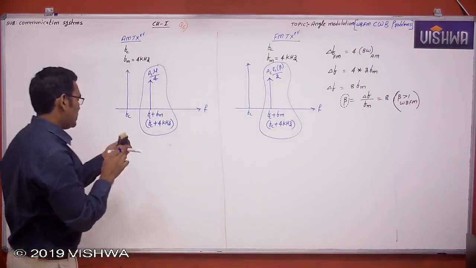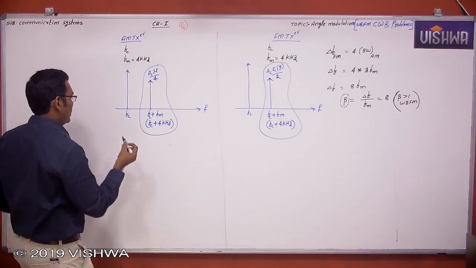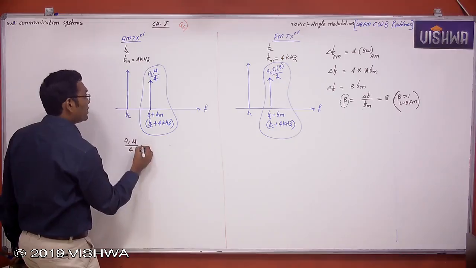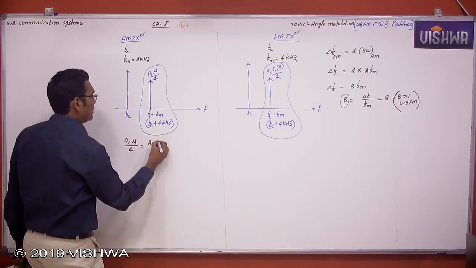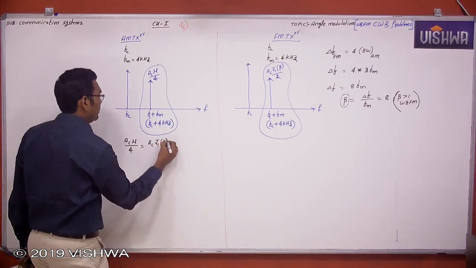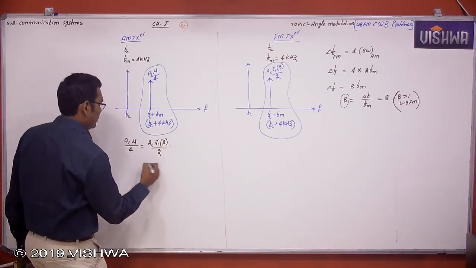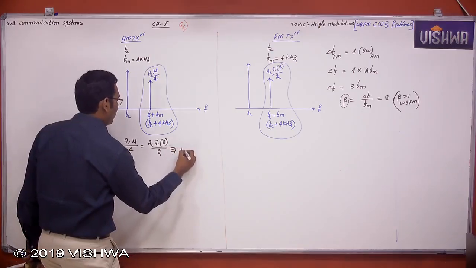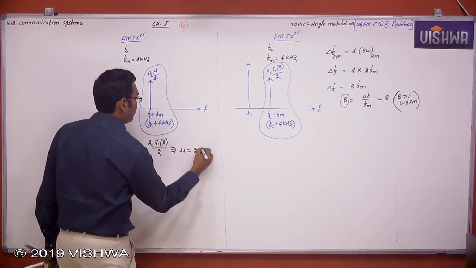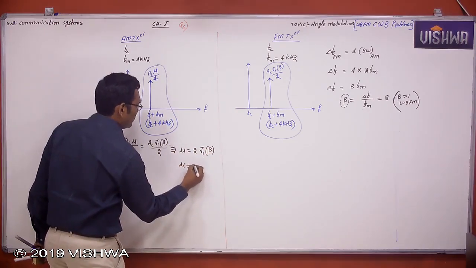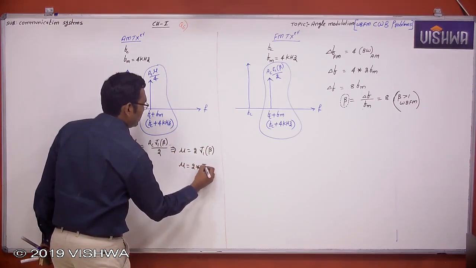If these two are same, can I equate these two? Yes. AC mu by 4 is equal to AC J1 of beta by 2. AC cancels, 4 cancels. Now the modulation index mu is equal to 2 into J1 of beta.